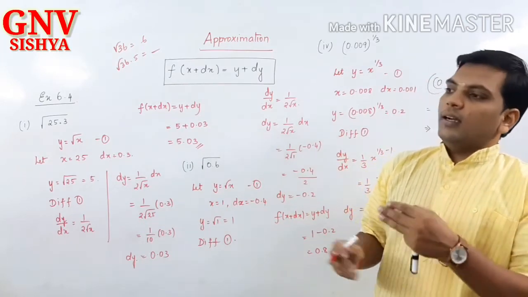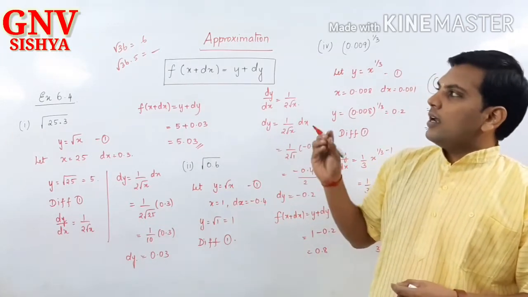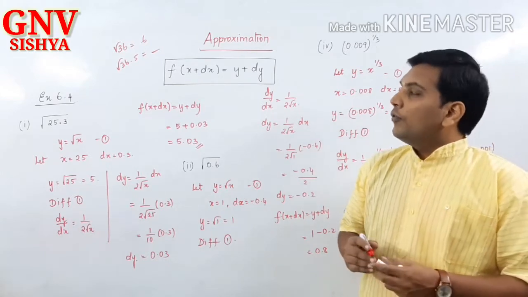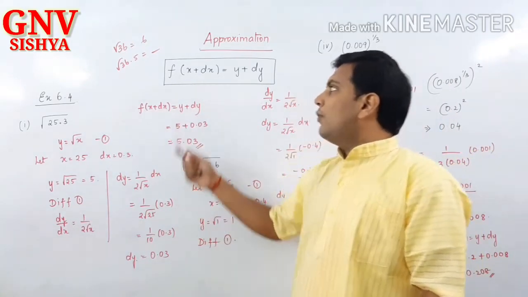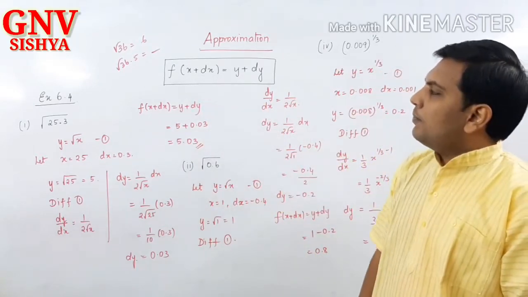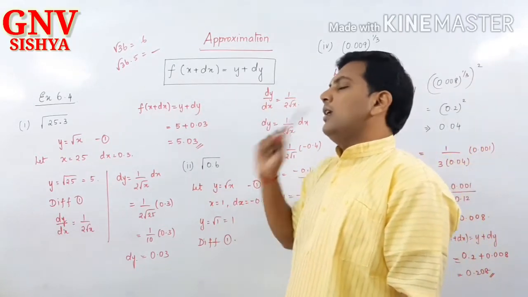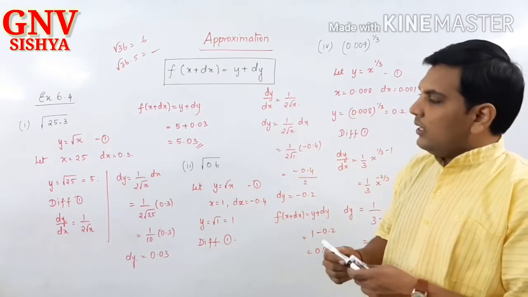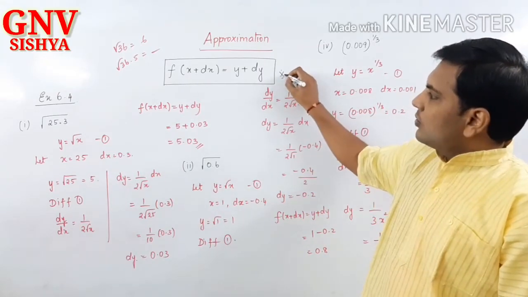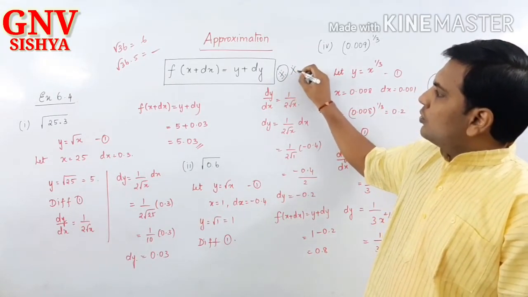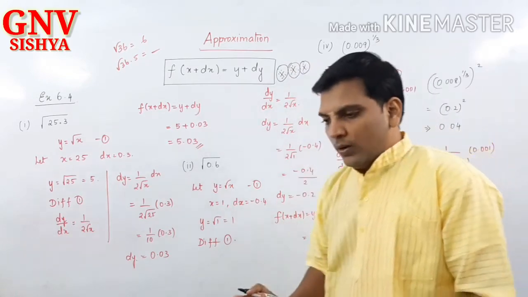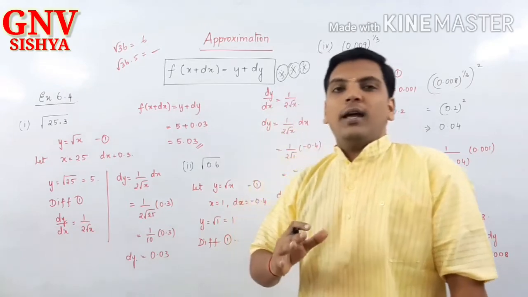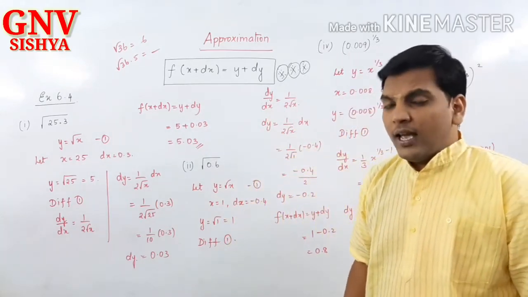Okay, so we'll see the word problems later. First let us try to find some of the questions. To find the answers for those questions, we have to use a formula like this: f of x plus dx is equal to y plus dy. This one formula is used for this entire exercise. So if you remember this one formula, it is more than enough. You can do that entire exercise. Are you clear?